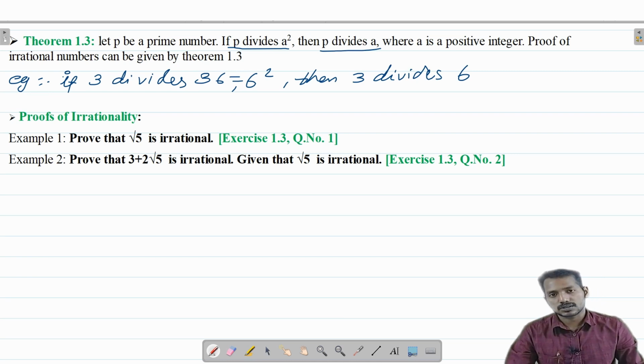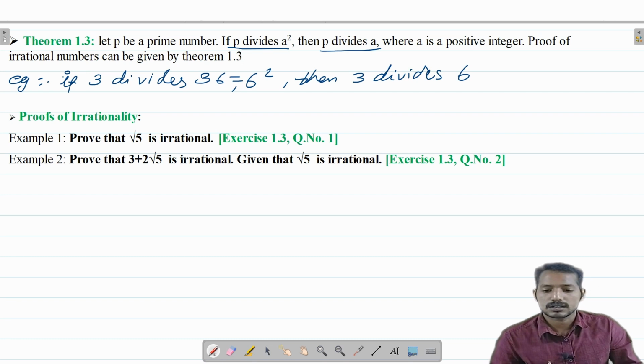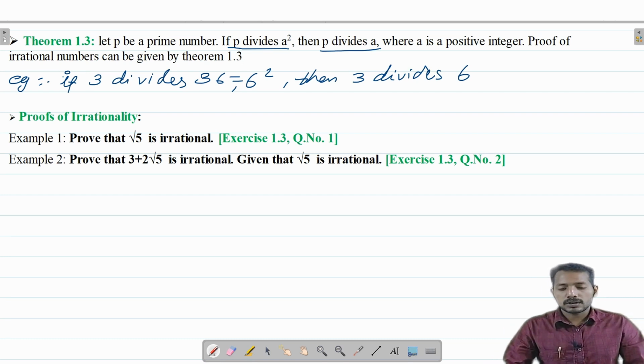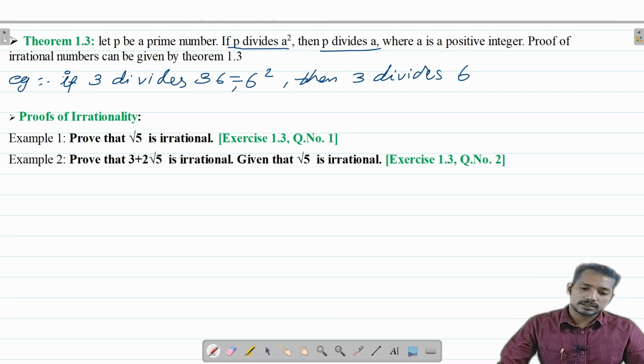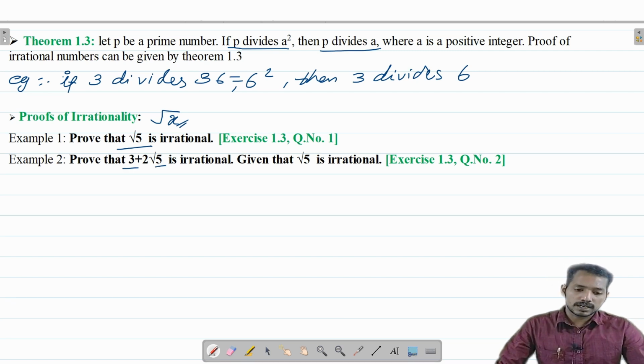The theoretical proof of this theorem is given in your textbook, but it is not part of your examination syllabus, so I am not going to discuss it. There are two important types of questions asked under the proof of irrational numbers. First type is: prove that root 5 is irrational. Root 5, root 3, root 4, root 6, root 7, like root of any natural number, that is irrational except a perfect square. Second category is that the sum of a rational and an irrational is irrational, given that one number is irrational.